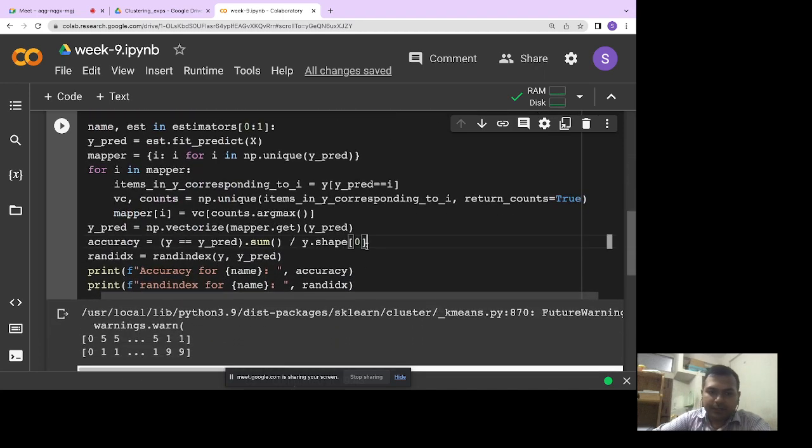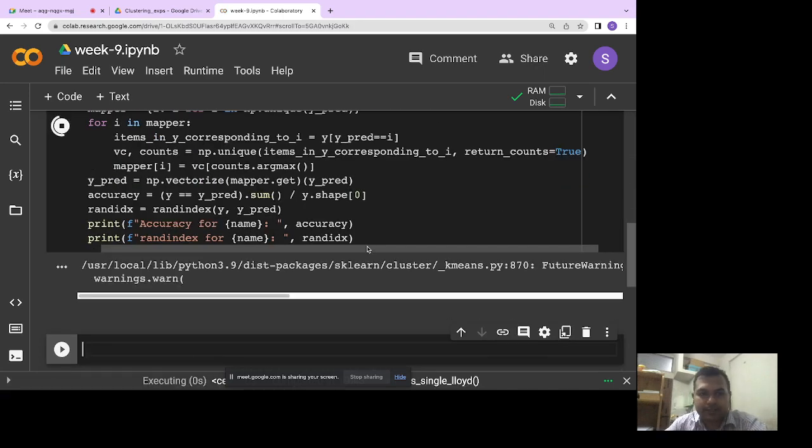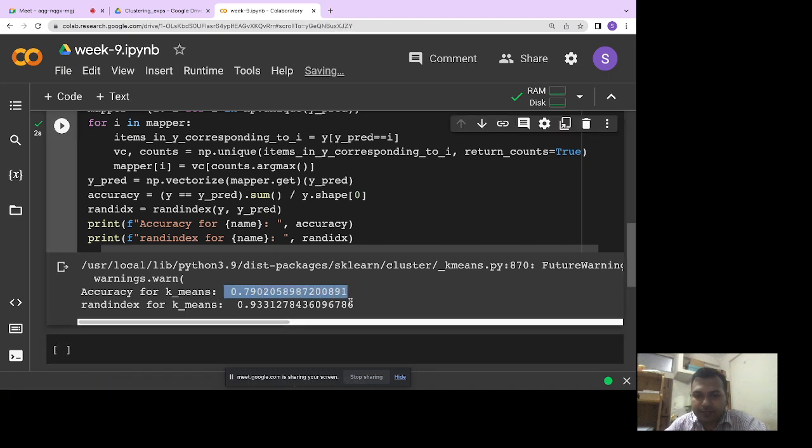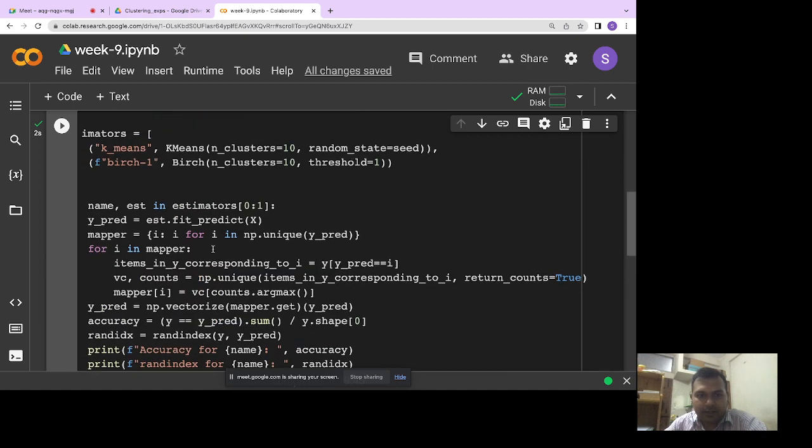So you do that, and the accuracy for k-means is 79% and the rand index is 93.3%. So accuracy is much lower. For this particular data set, any supervised learning algorithm will give you close to 100%, but of course this is an unsupervised algorithm and therefore it is giving a much lower accuracy of 79% and a rand index for k-means of 93%. Let's also run it for BERT now.